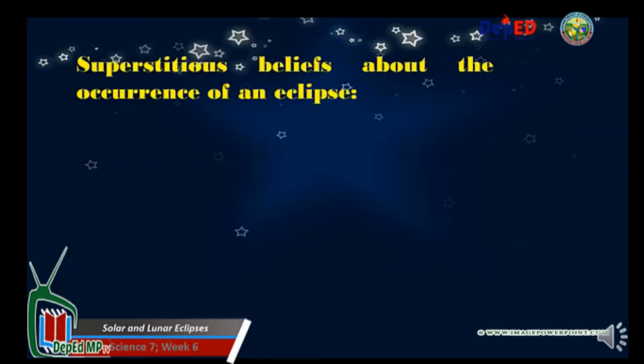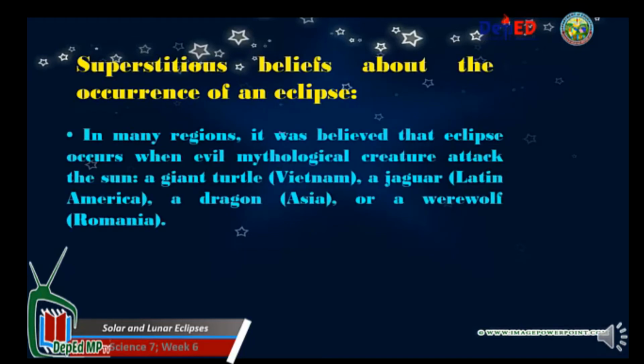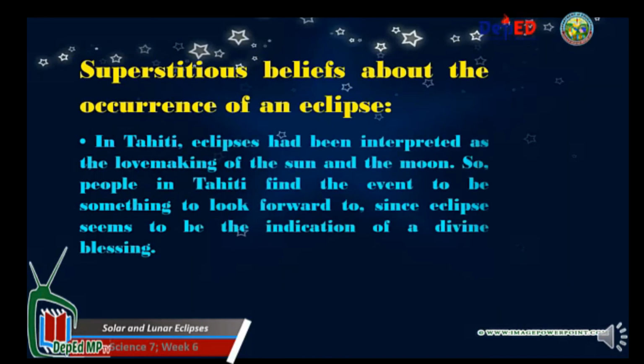There are superstitious beliefs about the occurrence of an eclipse. In many regions, it was believed that an eclipse occurs when an evil mythological creature attacks the sun: a giant turtle in Vietnam, a jaguar in Latin America, a dragon in Asia, or a wolf in Oman. In Tahiti, eclipses had been interpreted as the lovemaking of the sun and the moon. So people in Tahiti find the event something to look forward to, since an eclipse seems to be the indication of a divine blessing.